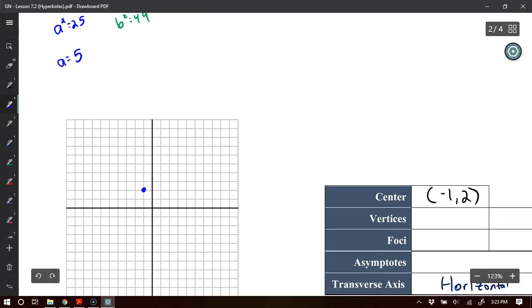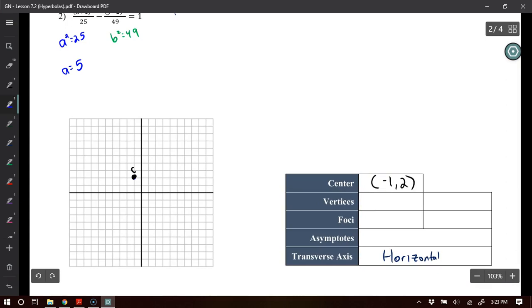The distance from the center, even the color coding, to the vertex, which is horizontal, is 5 units. So I'm going to count 1, 2, 3, 4, 5. Boom, there's a vertex. Going to go to the left, 1, 2, 3, 4, 5. Boom, there's a vertex. Wait a minute, I did not use the formula. I apologize. The formula says it's h plus or minus a comma k. So let's just plug in our numbers. That's -1 plus or minus 5 comma 2.